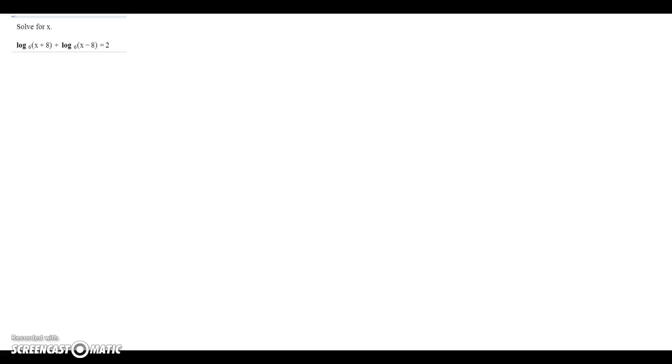Hey Amanda, I wanted to go through this problem that you asked about. The first thing you want to know is, remember that if we have log base a of m plus log base a of n, we can combine these logs by multiplying m and n under a single log. So this is going to be log base a of m times n.